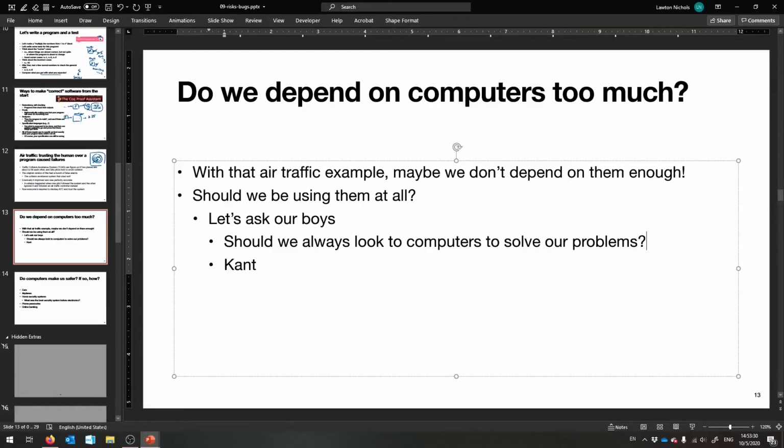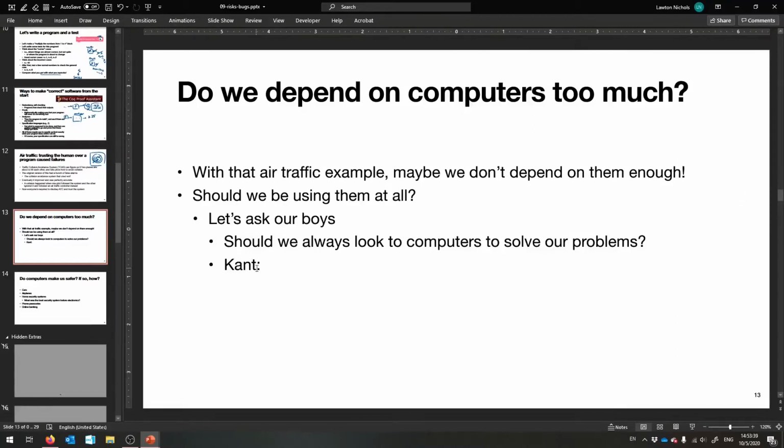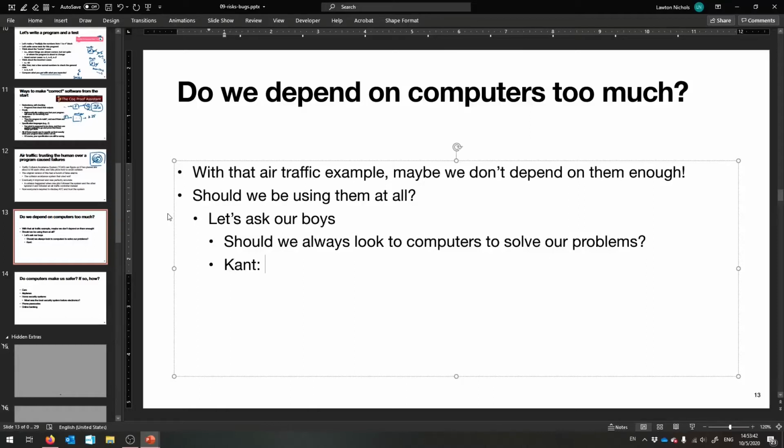That's the kind of thing we could ask Kant, with free will always being the key thing. And he might say, well, no, he believes in free will. Like, if you don't want to use a computer, you don't have to. If you don't want to use that box in your plane and you just want to look at the ground, look around you, make sure no planes are coming into you, that is your prerogative. So I think Kant would be about you making your own decisions about technology.